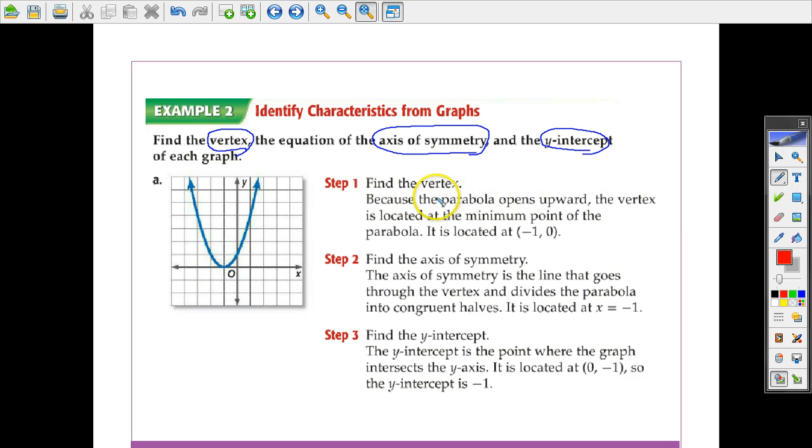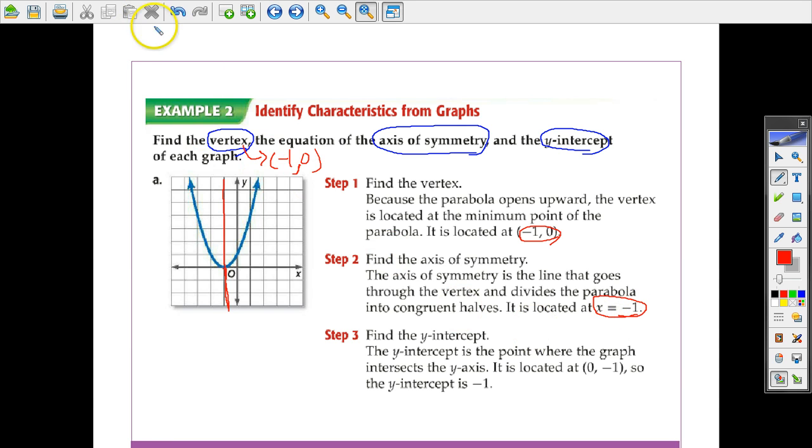Okay. So because the parabola opens upward, the vertex is located at the minimum point of the parabola, which is right here, which is negative 1, 0. Okay. So vertex is negative 1 and 0. Okay. Good. Second one. Find the axis of symmetry. Okay. So the axis of symmetry is a line that goes through the vertex and divides the parabola into congruent halves. Okay, so it's actually this point right here, and this graph is easy to look at and say, oh yeah, that's the midpoint right there that cuts it in half, and that is negative 1.